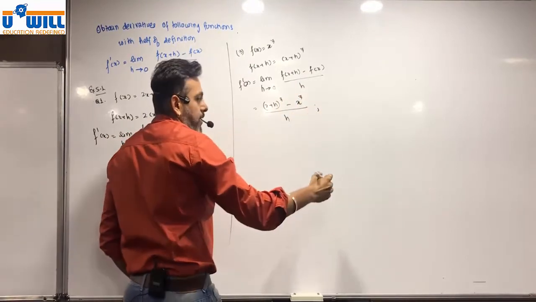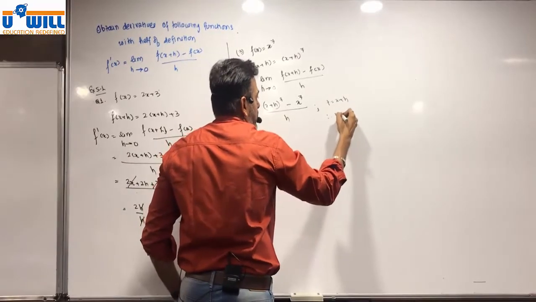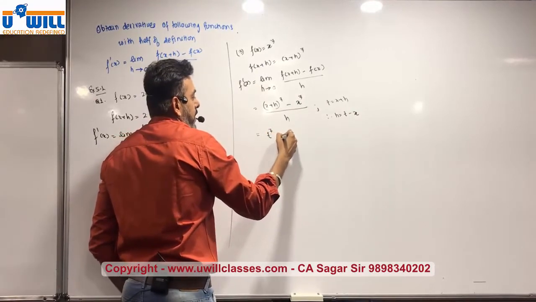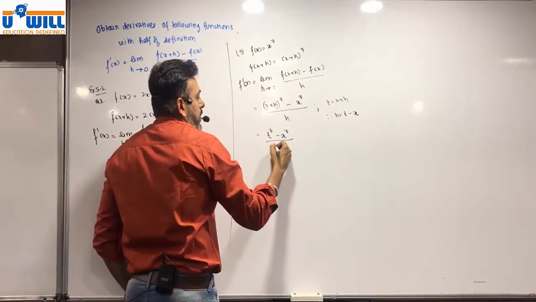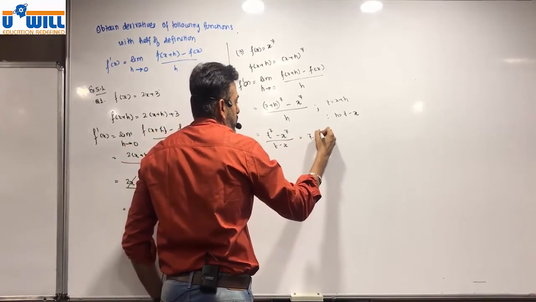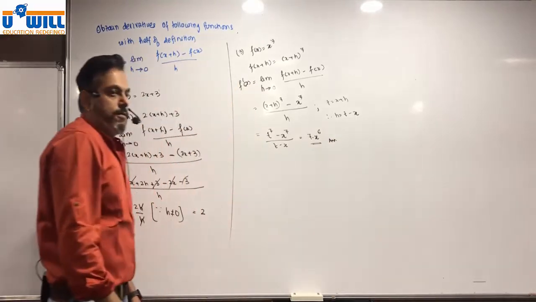क्या लेंगे यहाँ पे? t is equal to x plus h. Therefore h is equal to t minus x. So t raised to 7 minus x raised to 7 upon t minus x, which is equal to 7 into x raised to 6. Answer.